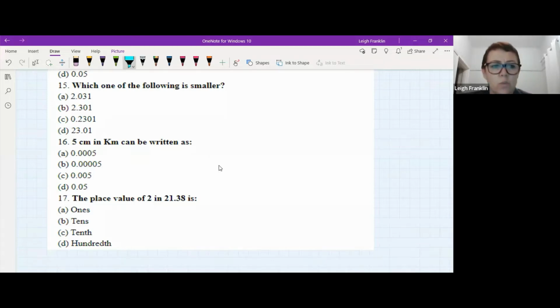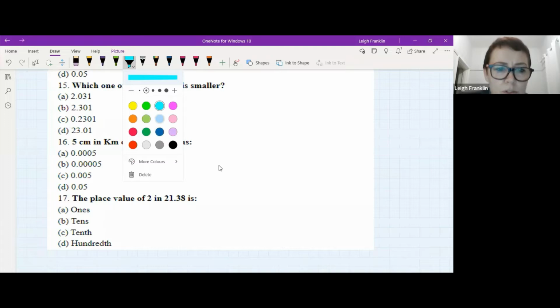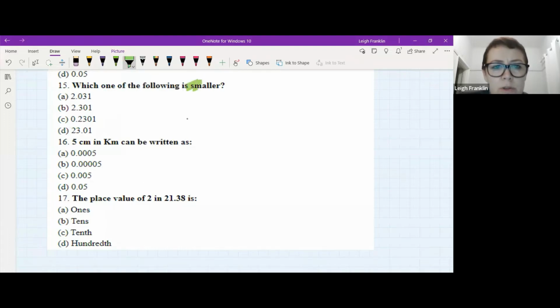Now it asks us which one of the following is smaller. So now we want the smallest one. Let's see who's got their hand up next. Okay, Sihle, it's you. What do you think, Sihle? Which one is the smallest? 0.2301. You are quite right, Sihle. That is indeed the smallest number there. Good job. Well done.